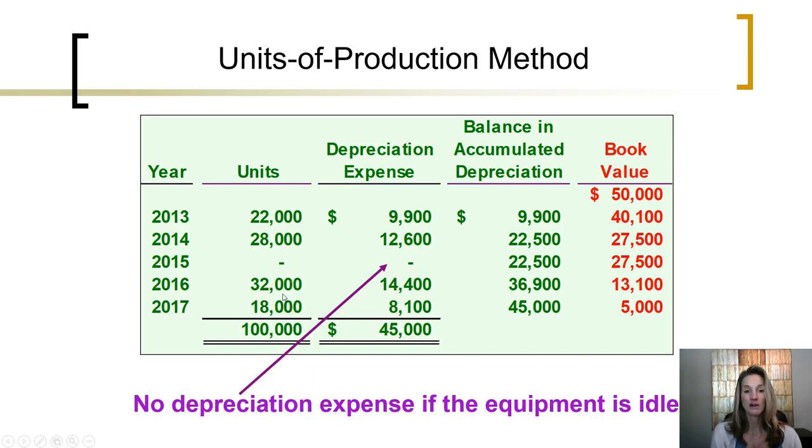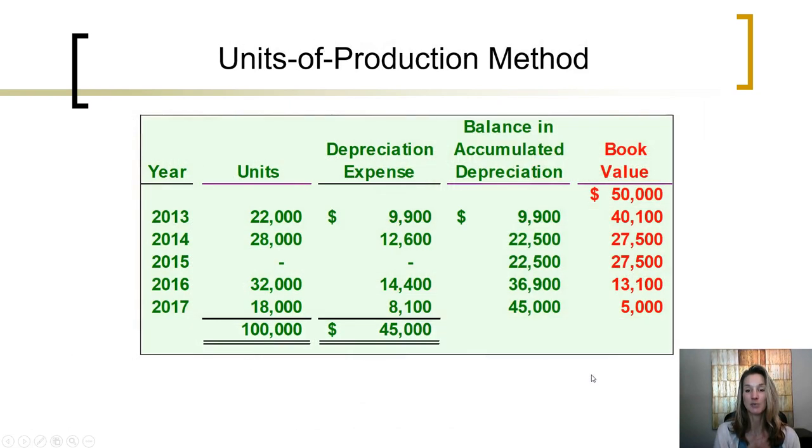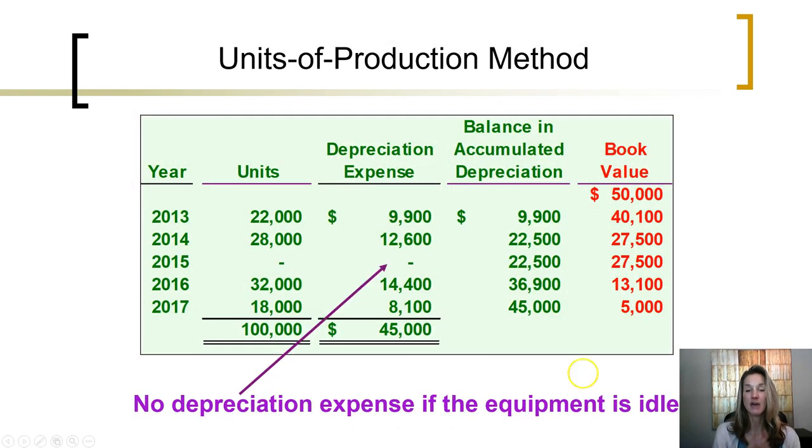In the fourth year, 32,000 units were produced, times the 45 cent per unit depreciation rate means depreciation expense for the fourth year is $14,400. The journal entry, debit to depreciation expense, credit to accumulated depreciation in the amount of $14,400. Bringing accumulated depreciation up to $36,900 and the book value to $13,100.